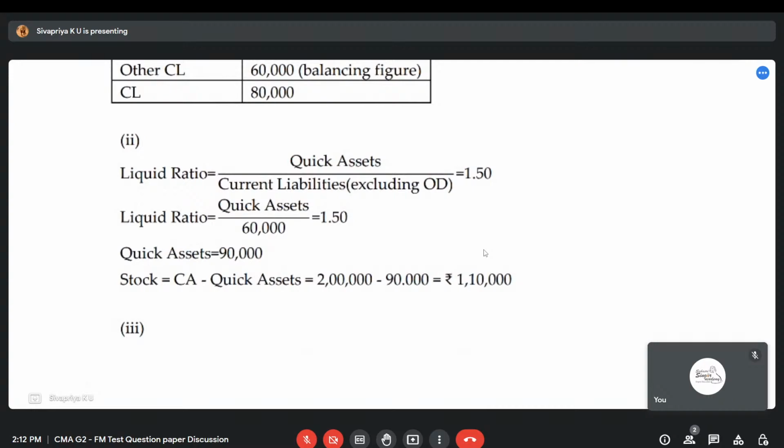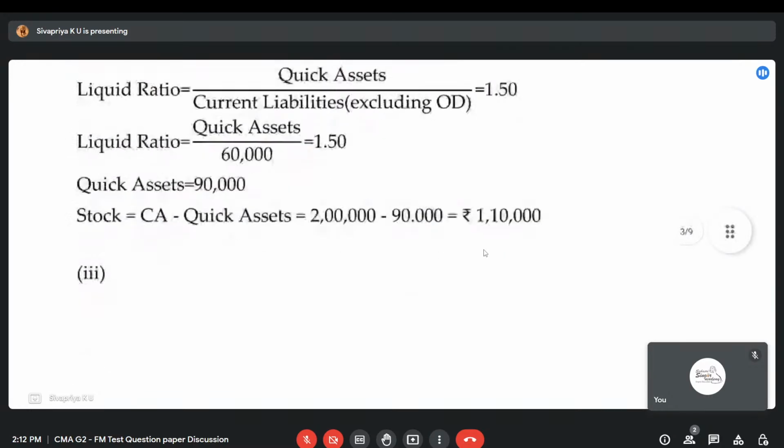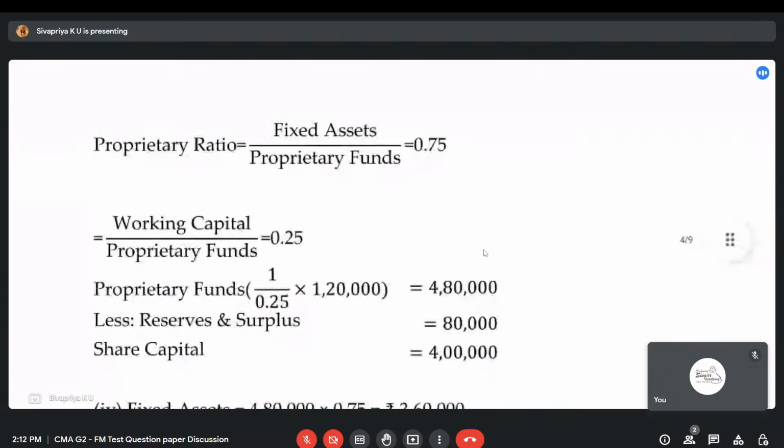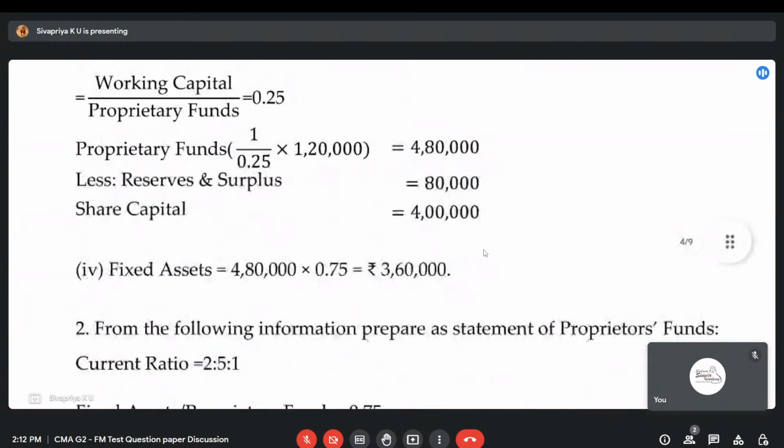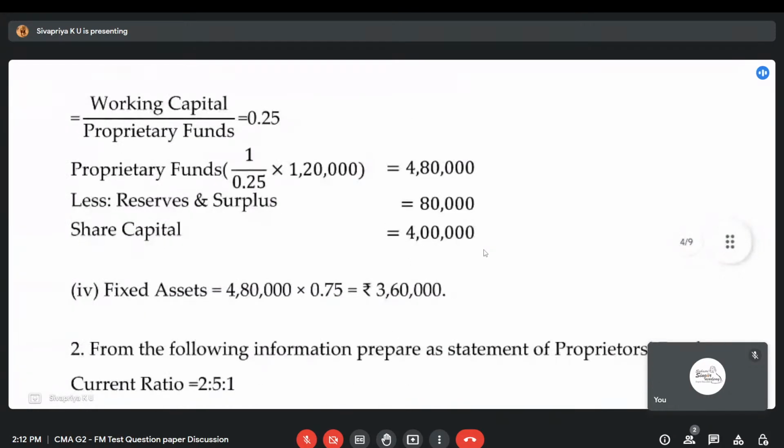current assets minus quick assets. Liquid ratio is given, அதனால we have quick assets of 90,000. So stock is current assets minus quick assets, we will get 1,10,000. And the next we have proprietary ratio. So otherwise we can get the share capital 4 lakhs. Fixed assets, அதுல 0.75% அப்படின்னு இருக்கிறதுனால 3,60,000.